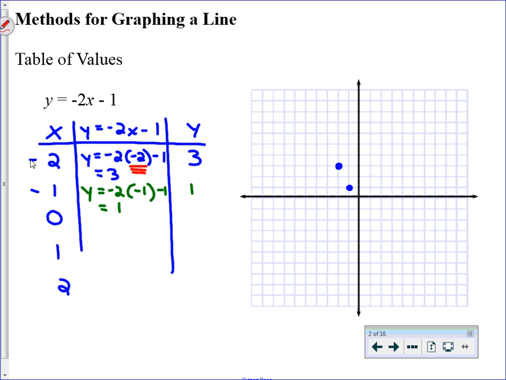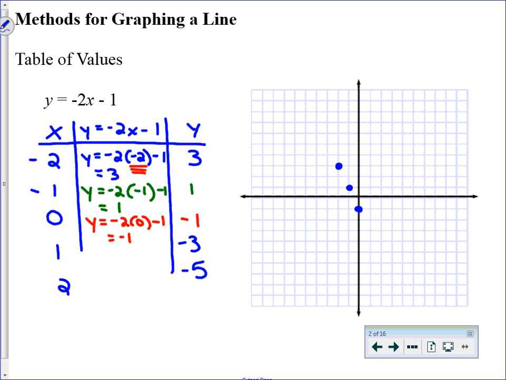Now, typically what we want to do is pick and do at least 3 of these to make sure that the pattern that we see is going to continue to develop. So -2 times 0 is 0, minus 1. Now we end up with a -1. So our third point is a 0, -1. You will notice now that each one of these points is going down 2 and 1 to the right. So if we continue with this pattern, the next value that we should end up with is a -3, and then we would end up with a -5.